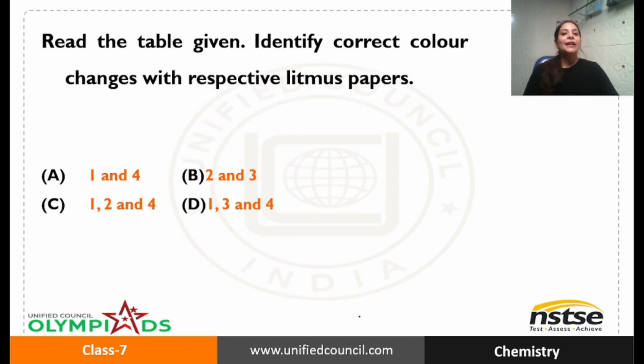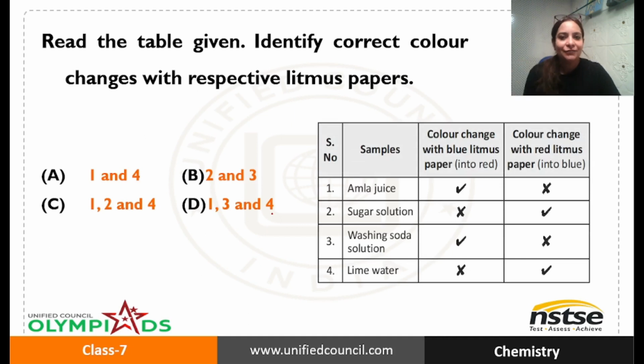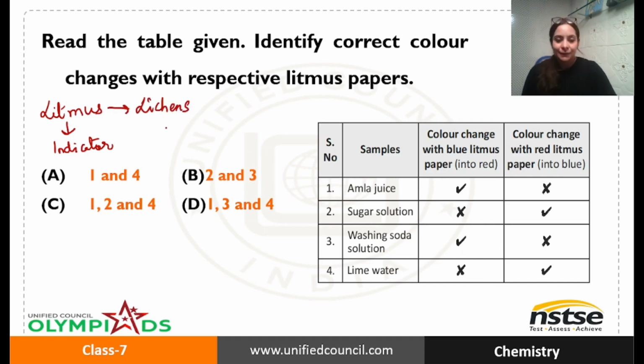Okay, next question. Read the table given. Where is the table? Here is the table. We need to identify correct color changes with the respective litmus papers. So basically this question is based on the litmus test. I hope you all know that litmus is an indicator. What are indicators? Indicators are those substances which bring about a change in their color or their smell when they are treated with acid or a base. So litmus is one of the color changing indicators, and it is a natural indicator because it occurs naturally. It is obtained from lichens.